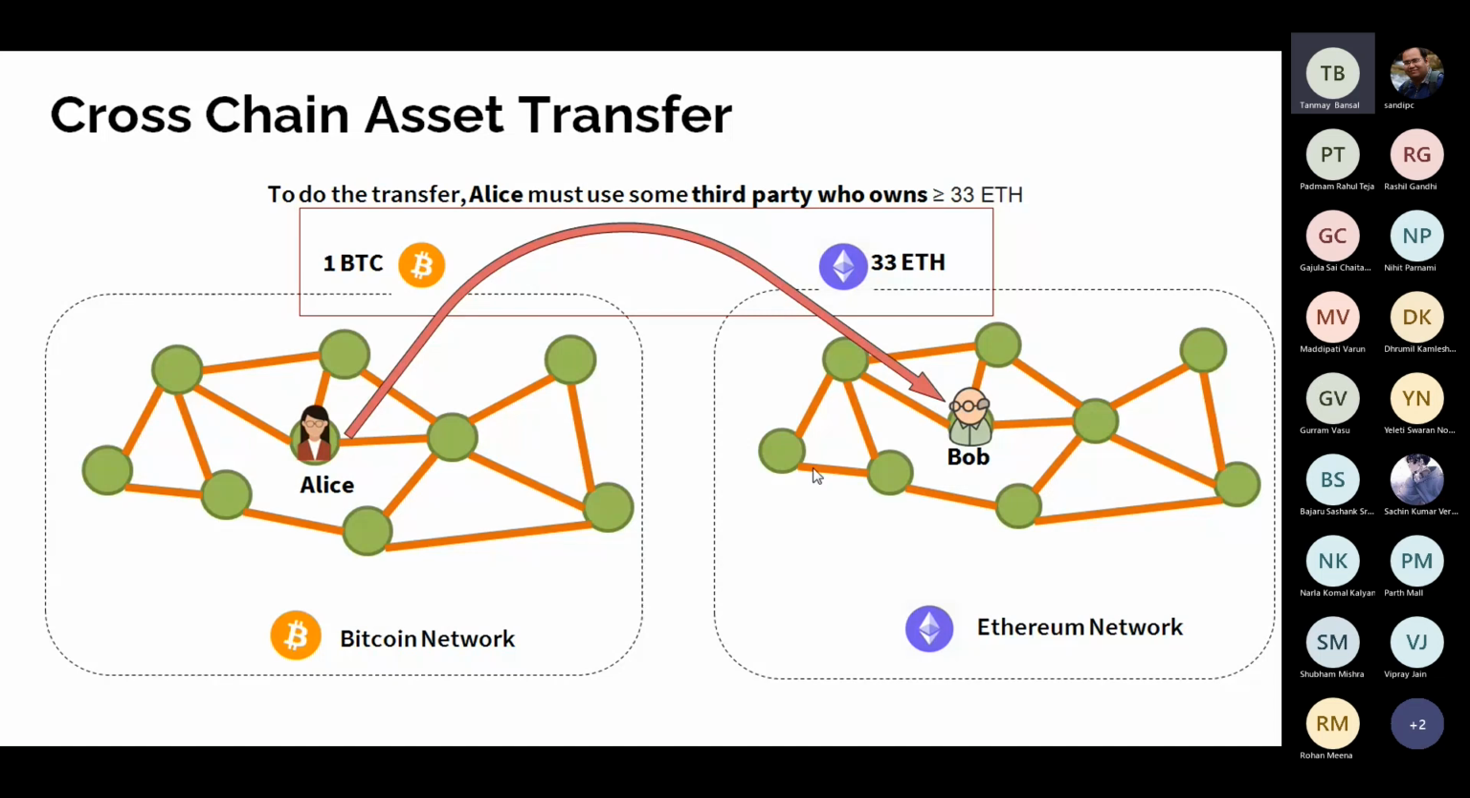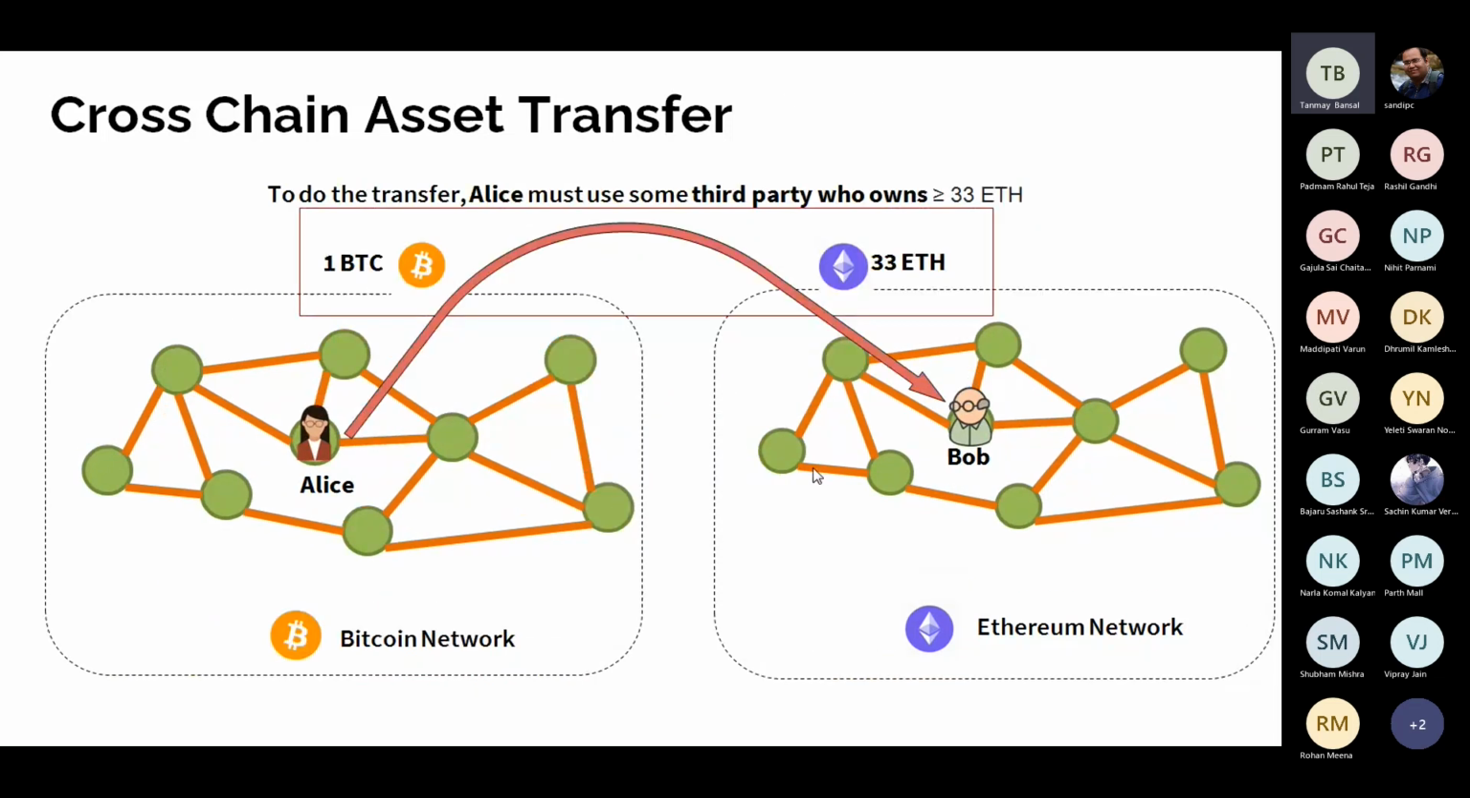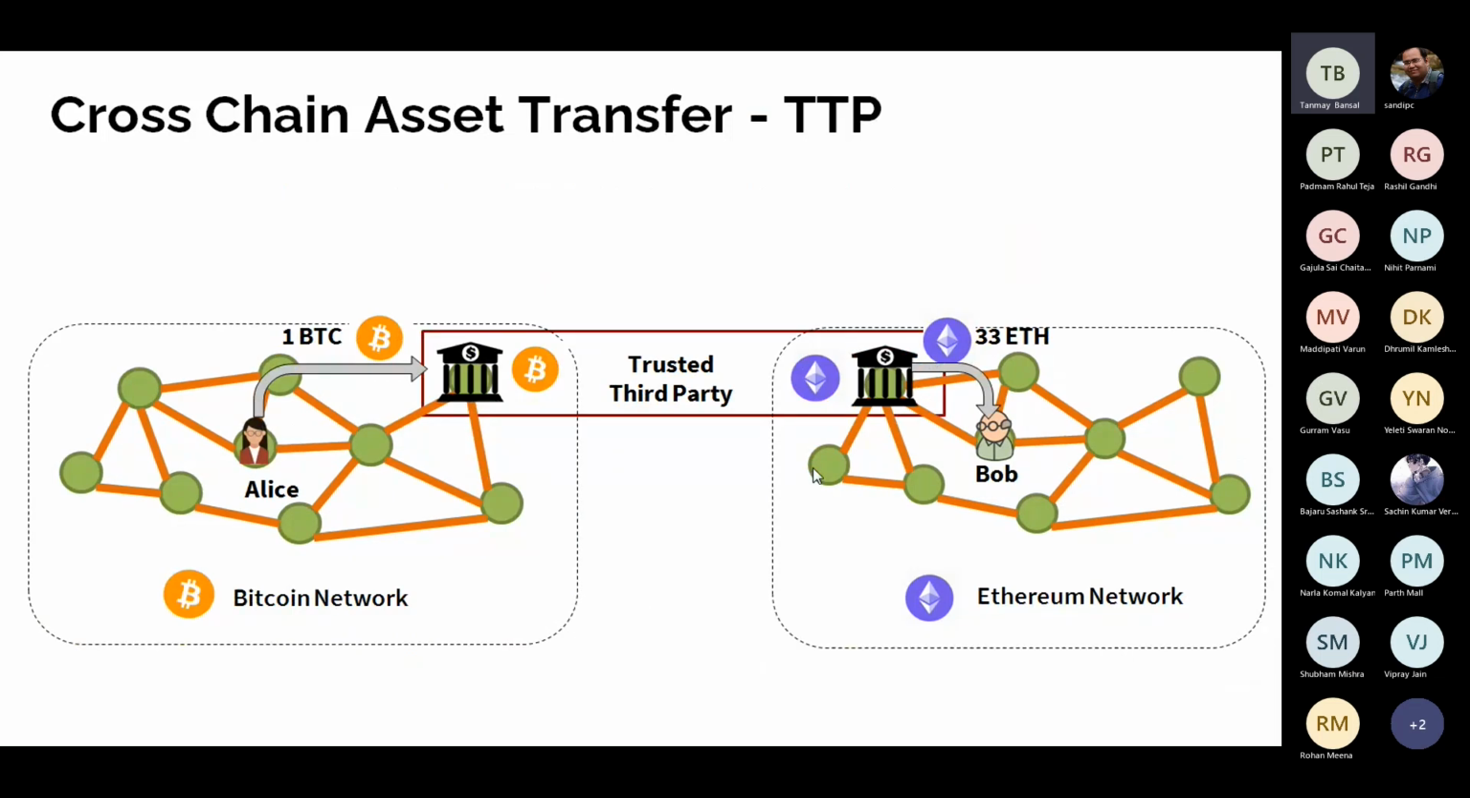So this is one possibility, like an exchange which can take the money from Alice, convert it into the target cryptocurrency, and then make the payment to Bob. Now, this is definitely a possibility. As shown here, that trusted third party, which we showed in an abstract sense, would indeed be a member of both the Bitcoin network and also the Ethereum network. And as shown here, Alice transfers 1 Bitcoin to this TTP, and the TTP then sends 33 ethers to Bob.